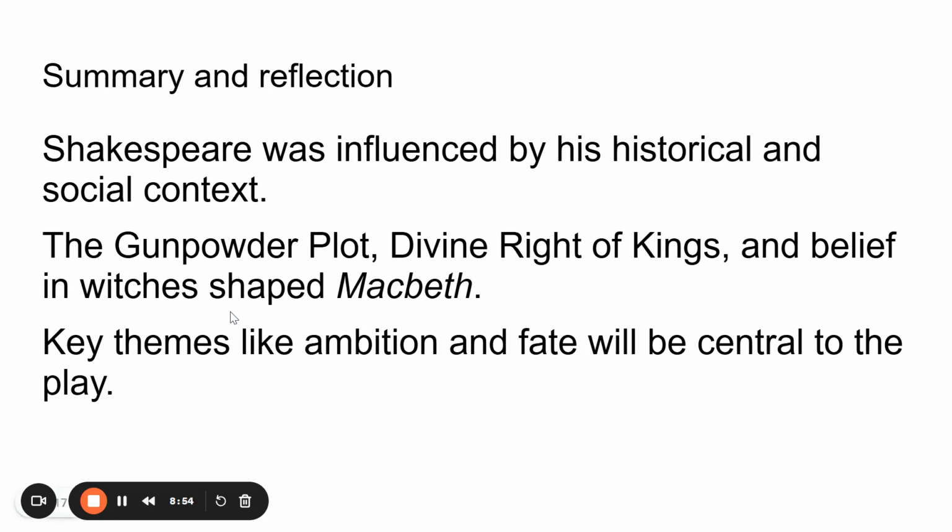Summary and reflection. Shakespeare was influenced by his historical and social context. The Gunpowder Plot, divine right of kings, and belief in witches shaped Macbeth. Key themes like ambition and fate will be central to the play.